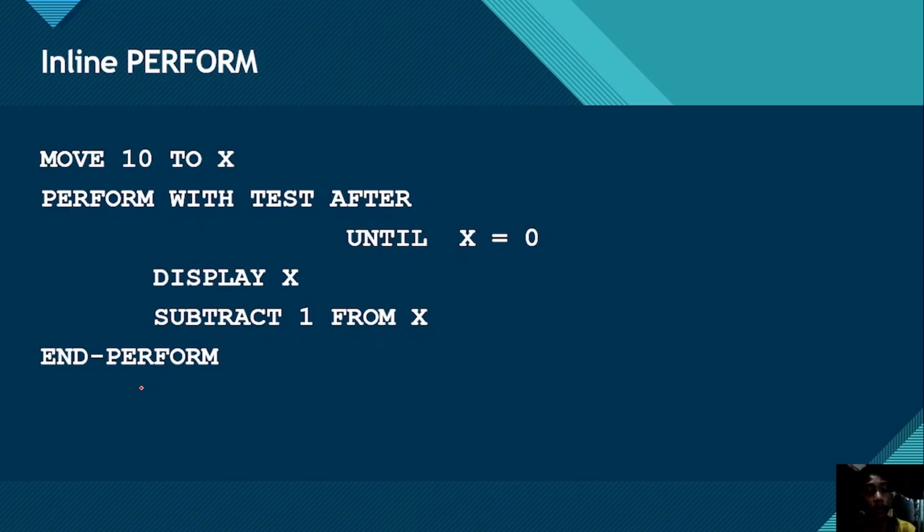So move 10 to x. So we perform with test after until x is equals to 0. As you can see, display x, our x is 10, subtract 1 from x. So it means 10, 9, 8, 2, 0.